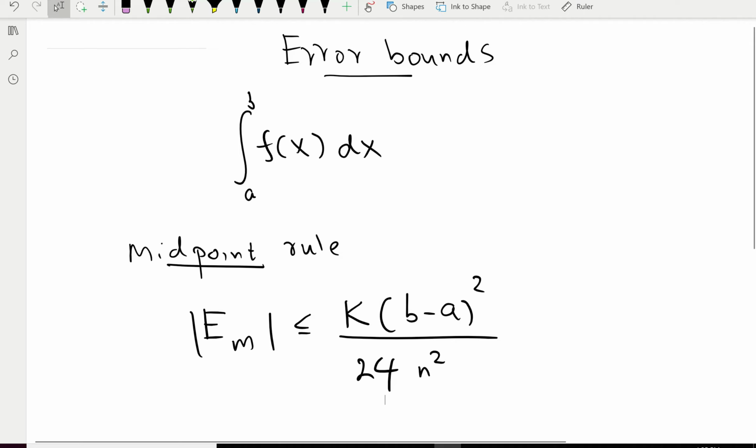if we understand the meaning, the real meaning of error bounds. Okay, all right, let's start.